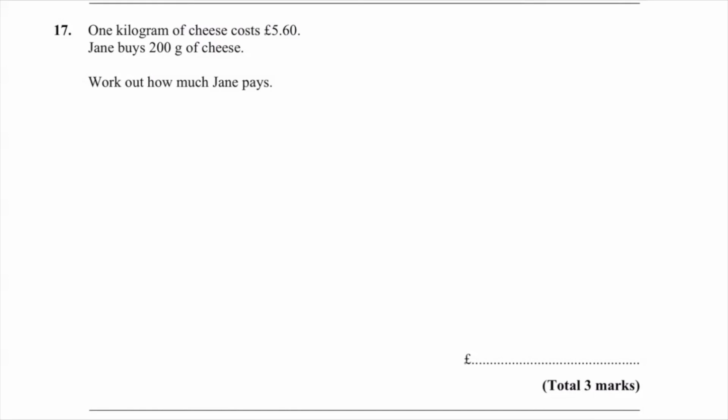Okay, so 1 kilogram of cheese costs £5.60. We need to work out the cost, basically, of 200 grams. The grams and the kilograms are different units, and we need to spot that. And we need to get them into the same units. Now, 1 kilogram is equal to 1,000 grams. By doing that, we now know that 1,000 grams is going to cost £5.60. We want to know the cost of 200 grams.